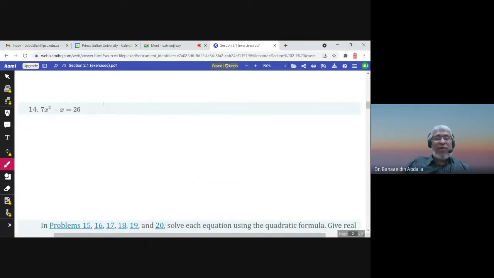Solve this by factoring. Okay, 7x squared minus x, and I take 26 to the other side. Now let us try to factor this one. Well, 7x squared, only one possibility, 7x times x. But 26, 1 times 26 will not work. 2 times 13 will work.